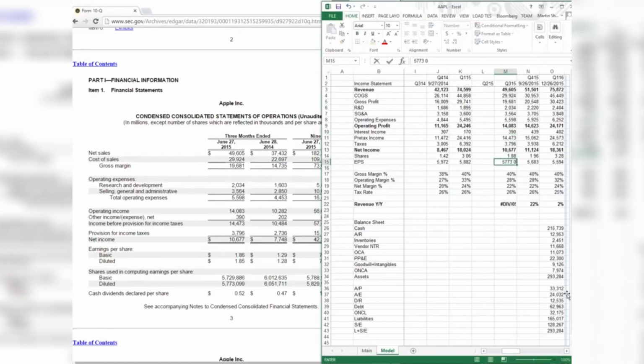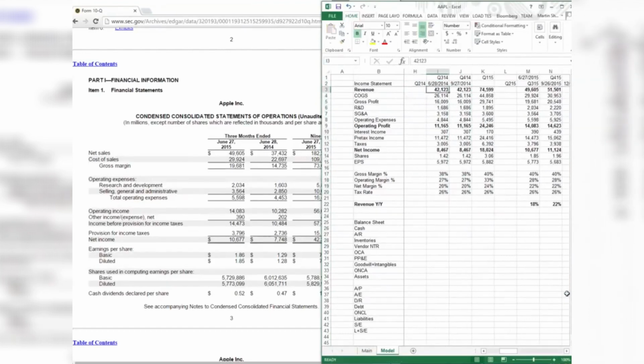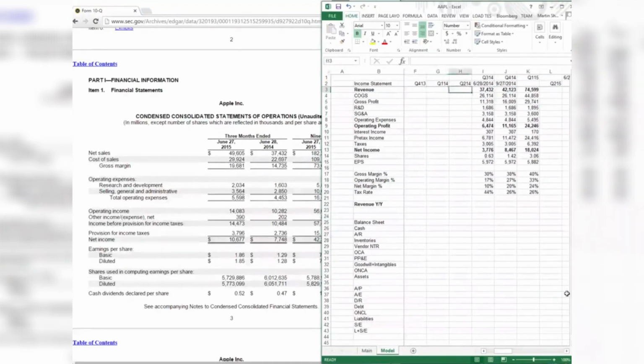All right, so there's their Q3, which is the calendar June quarter for these guys. And here's the last year, 6/28/14, where they did 37 billion. So it's pretty amazing. They're doing 37 billion six or seven quarters ago, and they did 75 billion last quarter. Unbelievable. I'm not used to numbers that big. It's crazy. One quarter, 75 billion of revenue. It's a lot of phones.